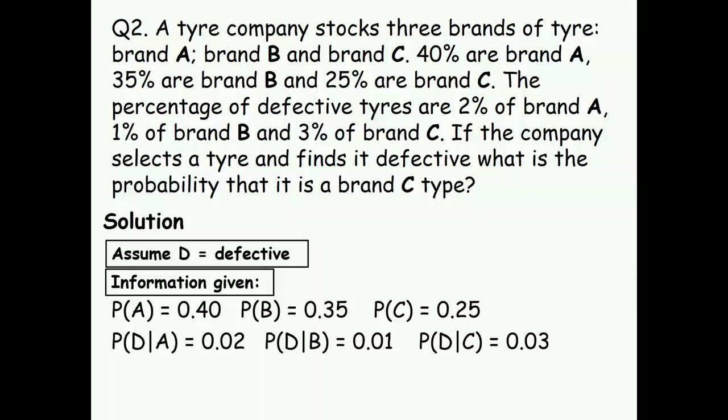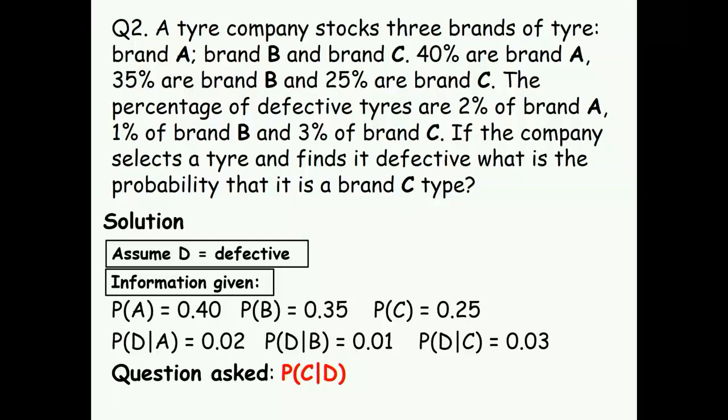The last question asked: if the company selects a tire and finds it defective, so given that it is defective, what is the probability that it is a brand C type? What is the probability of C, given that it is defective? So the question asked is the probability.